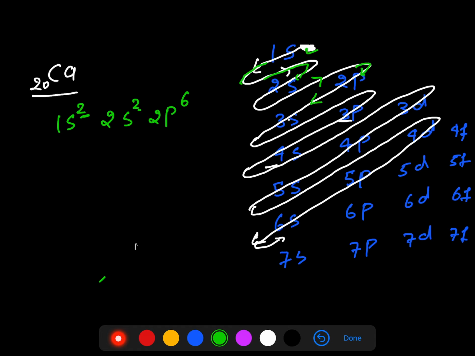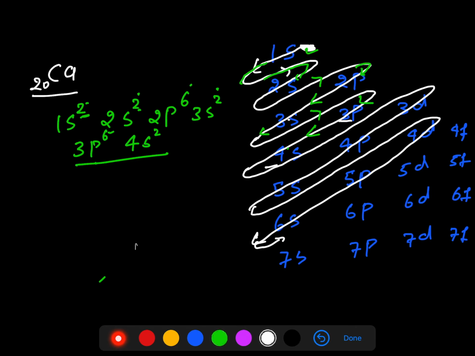Now, after 2p is full, you'll go to 3s. Fill 3s with 2 electrons. After 3s, you will fill 3p, 6. We have arranged 18 electrons so far. If you count 2 plus 2, 4 plus 6, 10, 12 plus 6, 18. We are left with 2 more electrons, right? So after 3p, you should go to 4s, not to 3d, right? You will go to 4s. We can see according to this, and we have also seen that 3d has higher energy than 4s. That is why we fill 4s first. So this is called the electronic configuration of calcium.